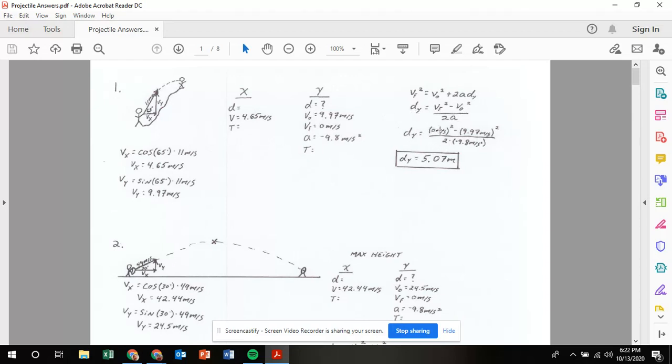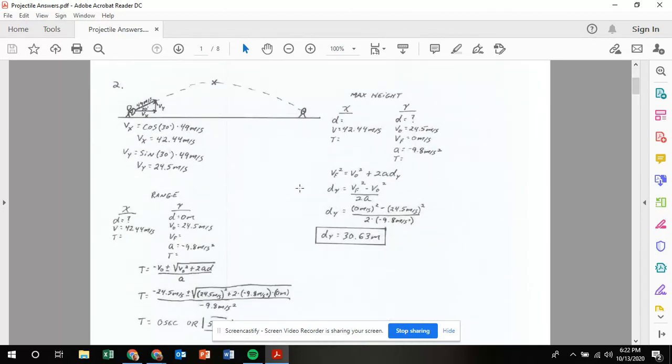Plugging in my numbers, 0 for vf, 9.97 for v naught, and a is negative 9.8. Plug all that into my calculator. Don't forget to square the v naught, and you'll get a height of 5.07 meters.